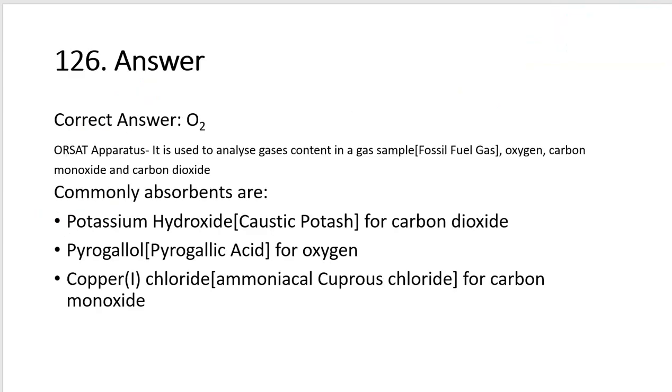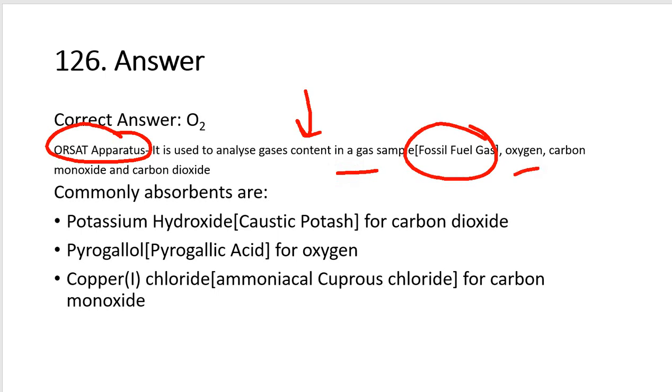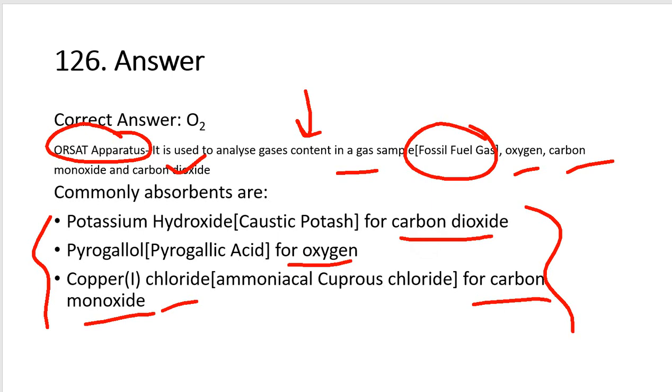As I said, the Orsat apparatus is used to analyze the gas content in a gas sample, for example fossil fuel gas. What gases do we find? The ratio of oxygen, carbon monoxide and carbon dioxide. Here are the important facts again: potassium hydroxide for carbon dioxide, pyrogallic acid for oxygen, and copper chloride for carbon monoxide. Potassium hydroxide is also known as caustic potash. It is very important.